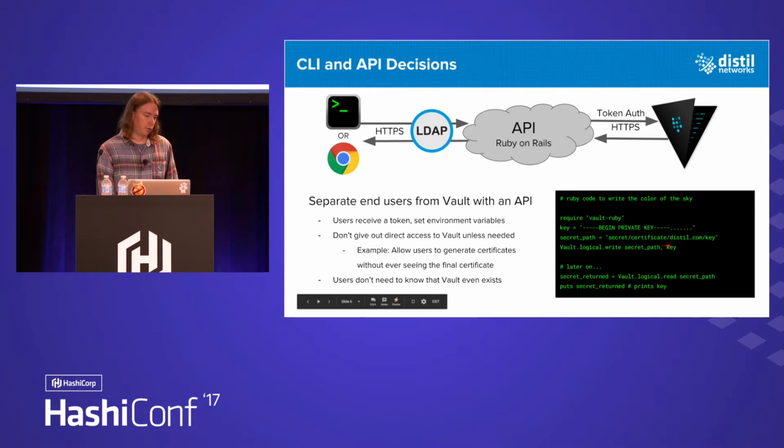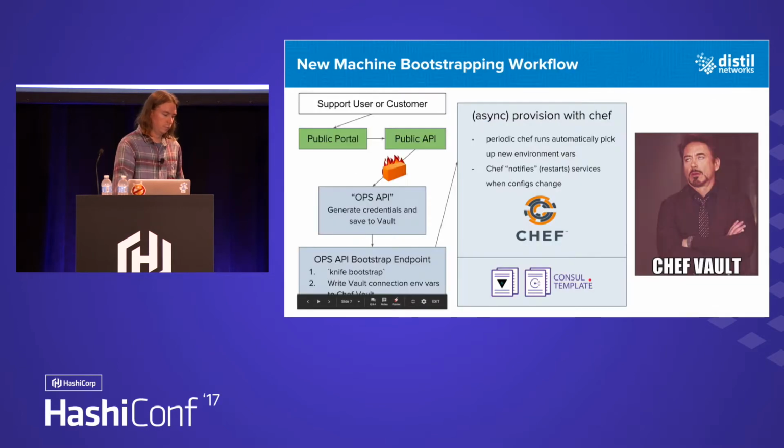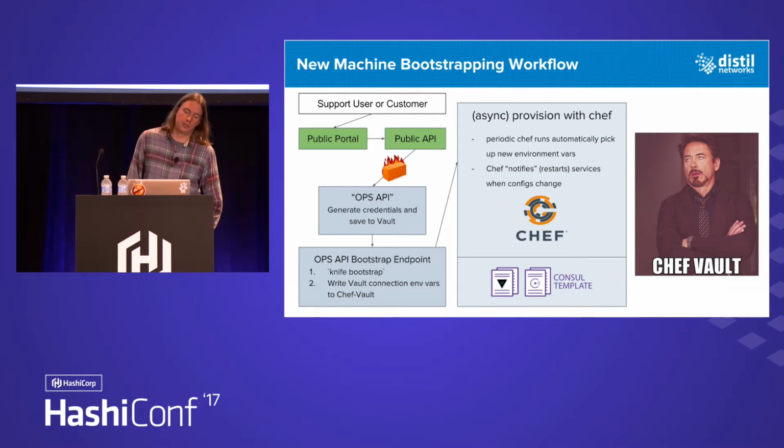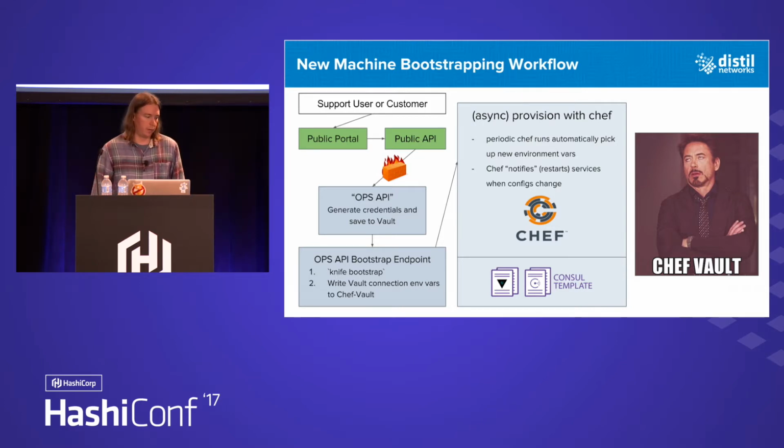So this is some actual code that we use, which is writing a new certificate into Vault and then reading it later on. So after that piece is started, we get into the actual bootstrapping process, which becomes quite complex. So I'll walk through the workflow of what this looks like.